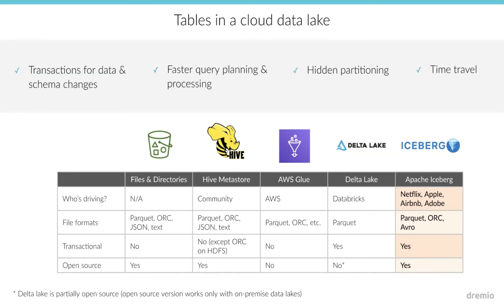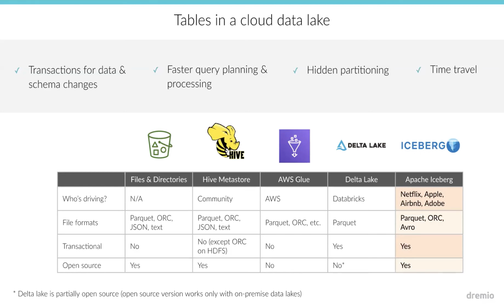So we're going to look at just your typical files and directories. You have those already today. You have them on your laptop. You have them in your blob storage. They're already there. It's just files and directories. Any file format: Parquet, ORC, JSON, text. Those formats are all out there. It's not really been driven by anyone. It's just there, and they're not really transactional. It's just however the data is landed, that's how it's going to look. And then, of course, because of that, it is open source file formats that you're using.